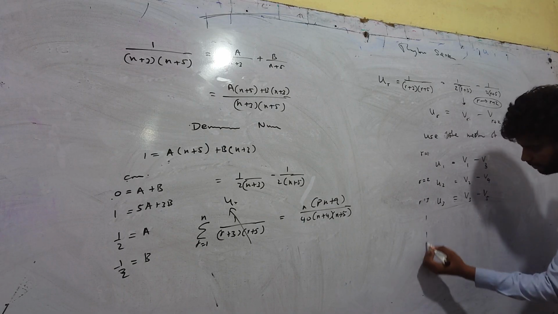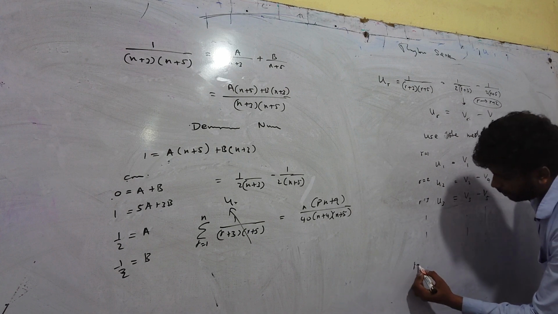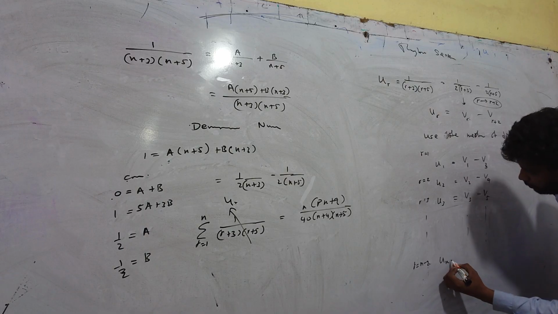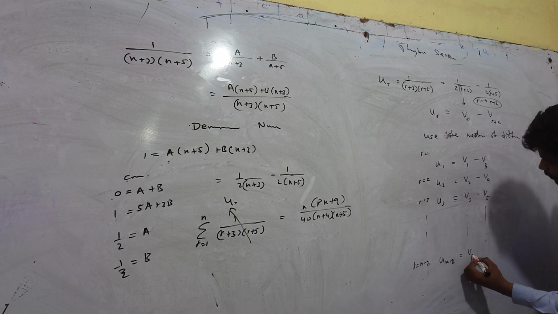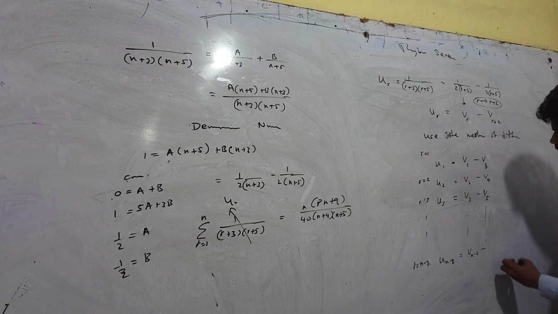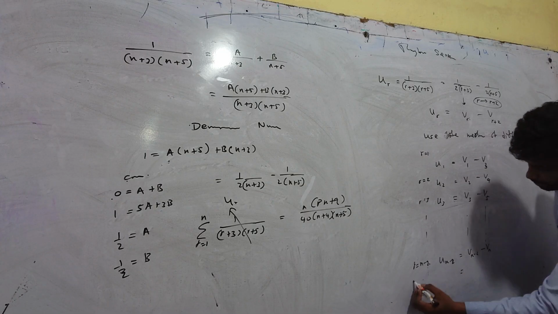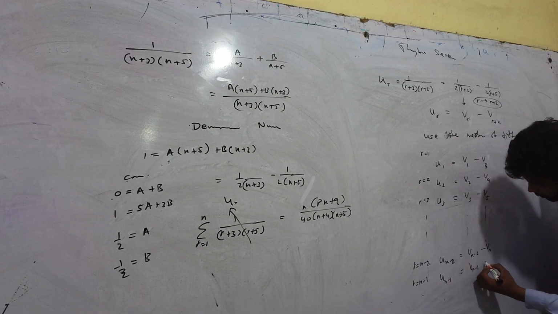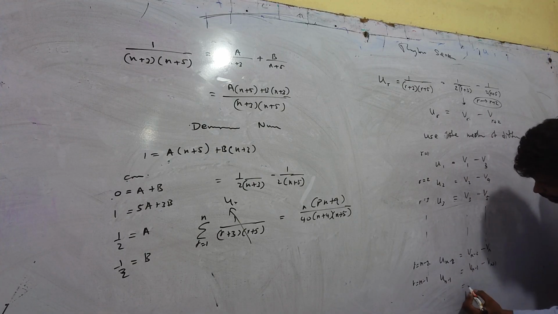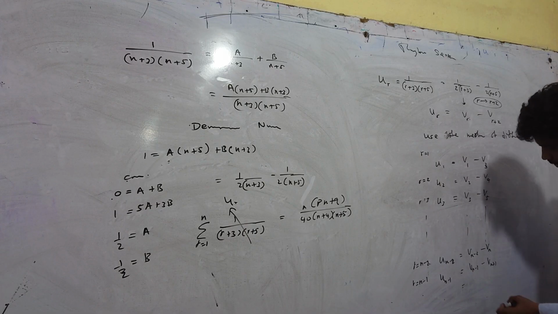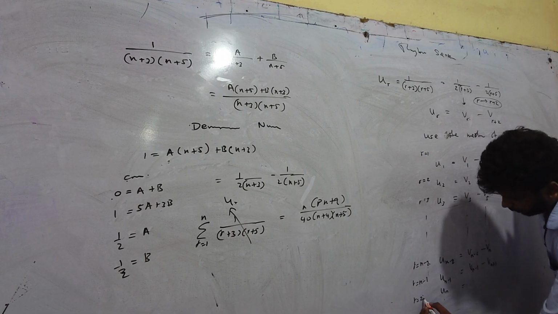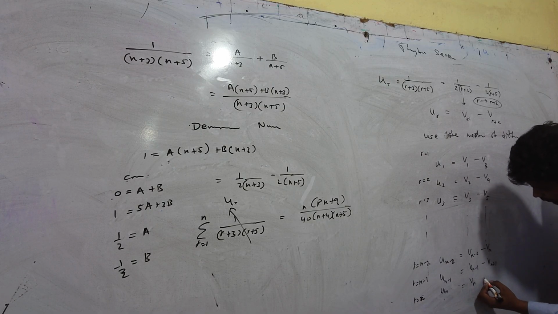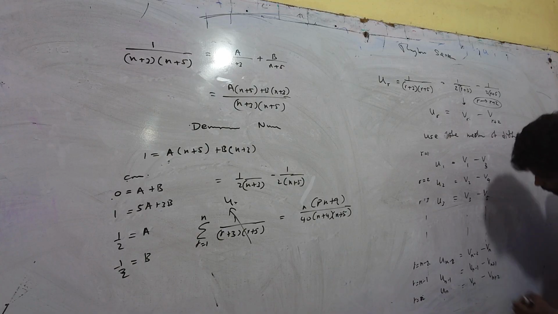So you can keep doing it like this, continuously. Since r equals n minus 2, this is U(n-2), which is V(n-2) minus V(n), right? Since r equals n minus 1, this is U(n-1), which is V(n-1) minus V(n+1), right? Then this is U(n), r equals n, which is V(n) minus V(n+2), right?